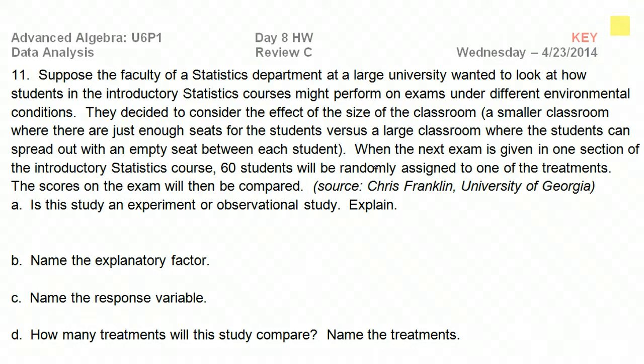Okay, so first of all, is this study an experiment or observational study? Well, this is definitely going to be an experiment because 60 students will be randomly assigned. There's like a key word right there. They're being assigned to one of the treatments or the other. They weren't just already doing it, they're being assigned. So because the condition is being imposed on them, assigned to them, that makes it an experiment.